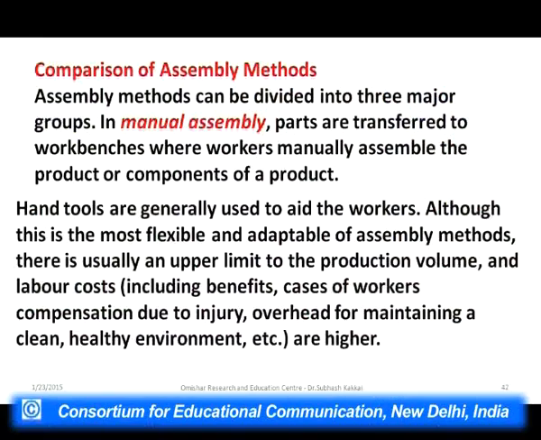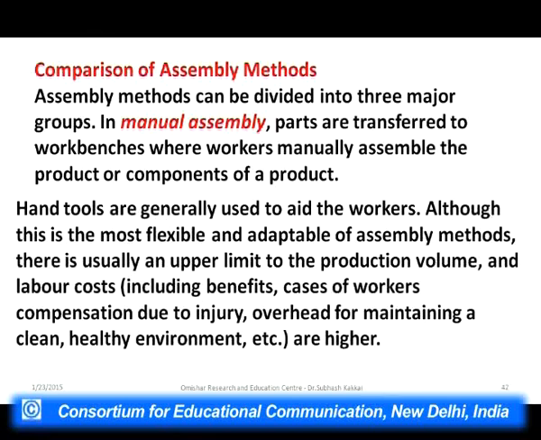Although this is the most flexible and adaptable of assembly methods, there is usually an upper limit to the production volume, and there are the labor costs, including benefits, workers' compensation due to injury, overhead for maintaining a clean atmosphere, healthy environment, etc.